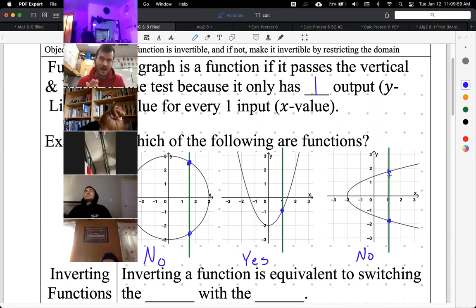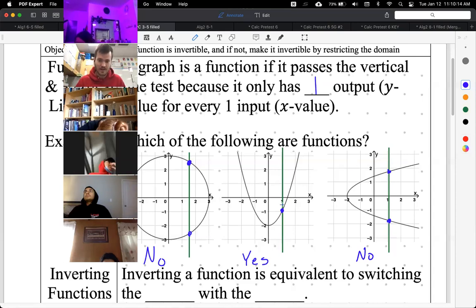There should be only one output for every input that I give you. I'm about to flip this on its head in a sec, so make sure you have this solid understanding. There should only be one y value, only one output for every one input. It can't fail the vertical line test.